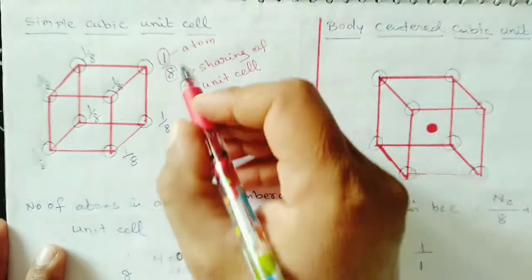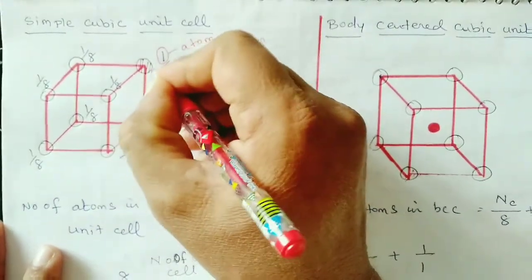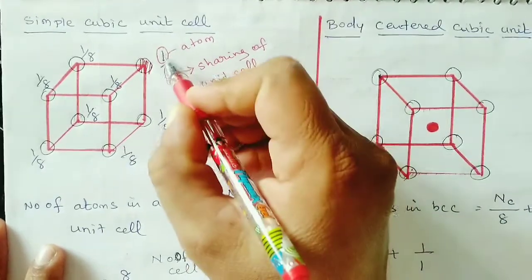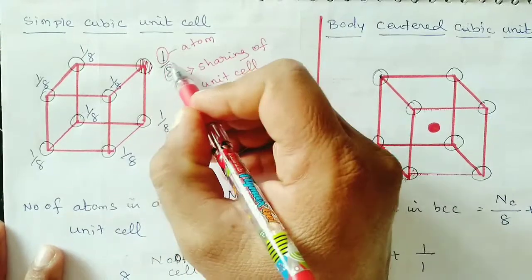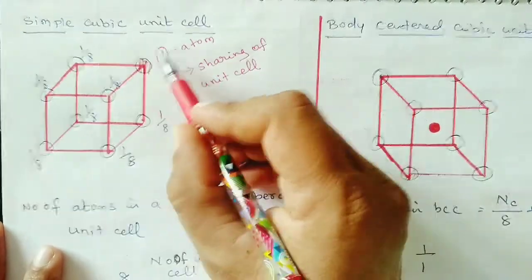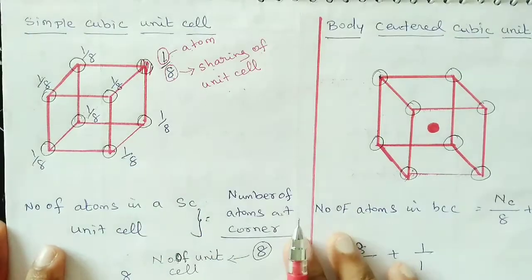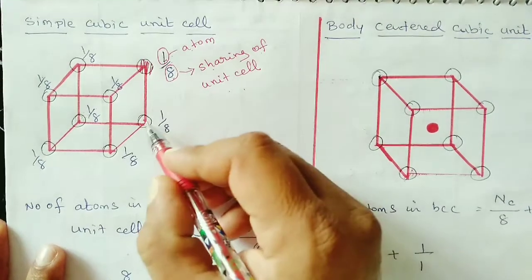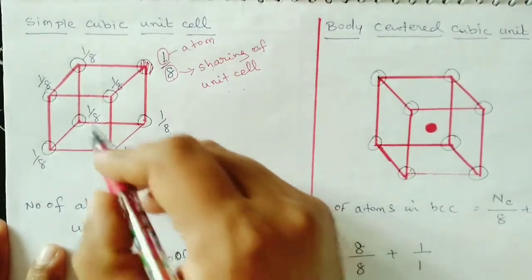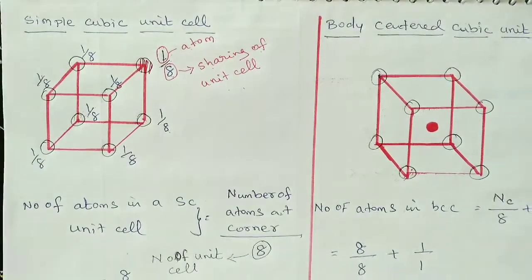So let us take one example. This atom is shared by 8 unit cells, so it is simply represented as 1 divided by 8. Here 1 indicates the atom, 1 atom, and divided by 8 means sharing among unit cells. In this manner each corner is shared by 8 unit cells: 1 divided by 8, 1 divided by 8, 1 divided by 8.